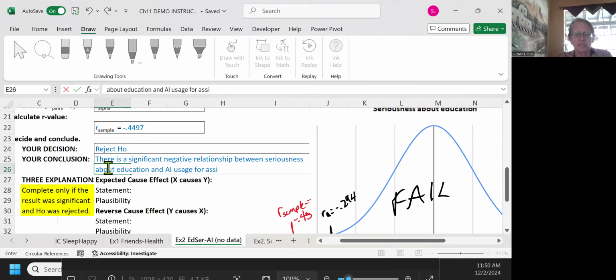And we'll put our degrees of freedom 43 equals 0.45. And the probability we're still going to state is less than 0.05, because even though we selected 0.025, that's because we needed to know the amount in each tail, but we still tested at 0.05. So now we have to do these interpretations. It says complete only if the result was significant and H0 was rejected. So that's what happened.